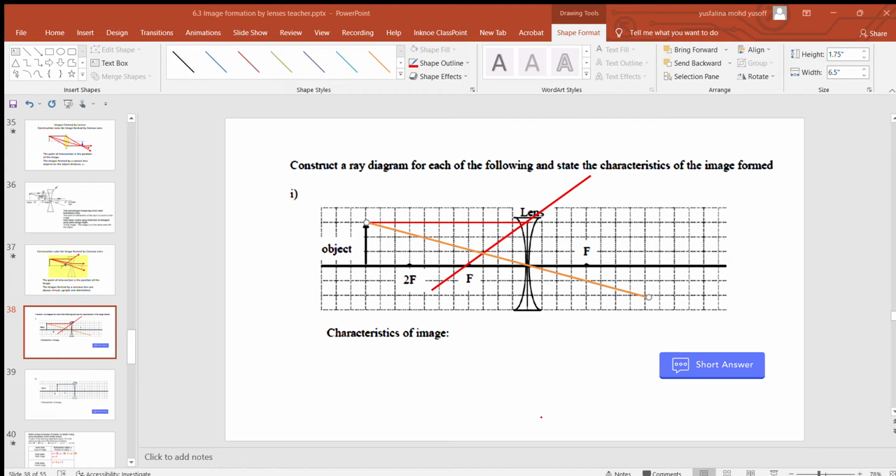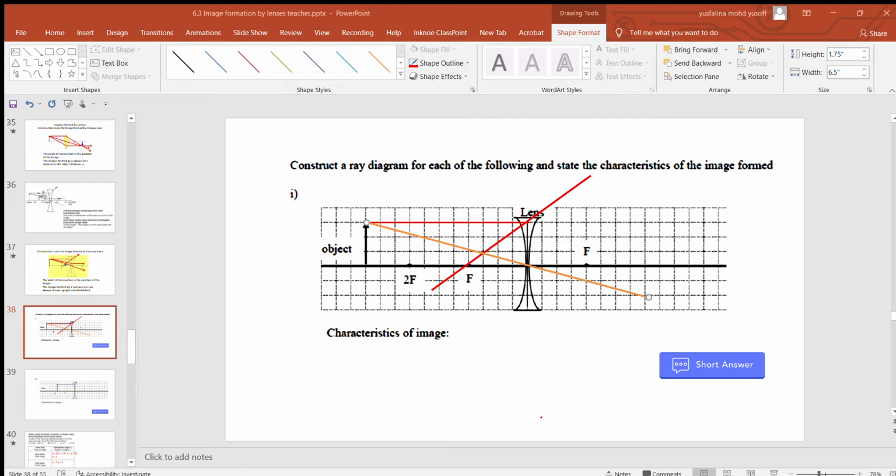So every object distance has a different characteristic of image. That is for the convex lens. But for the concave lens, it doesn't matter where the object is, whether u is equal to f, u is between f and 2f, or u is bigger than 2f. It doesn't matter where.